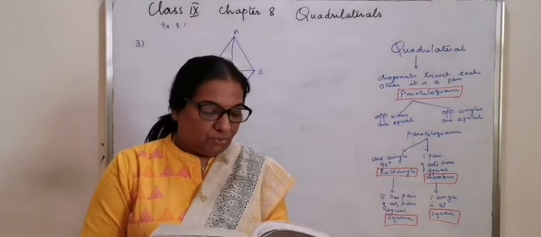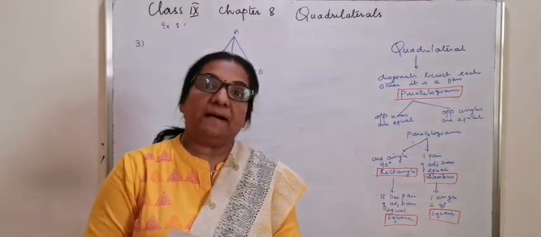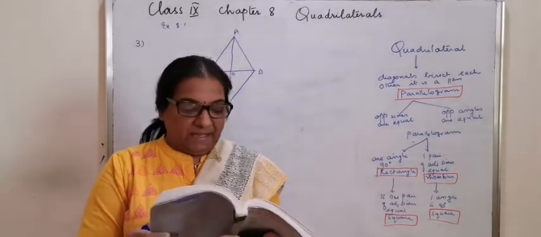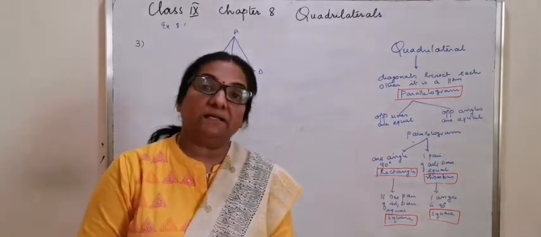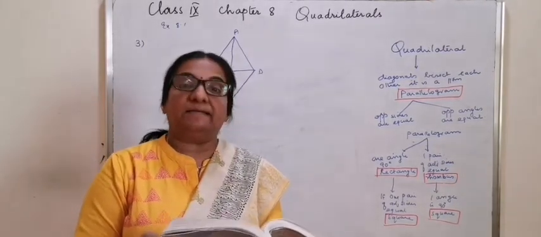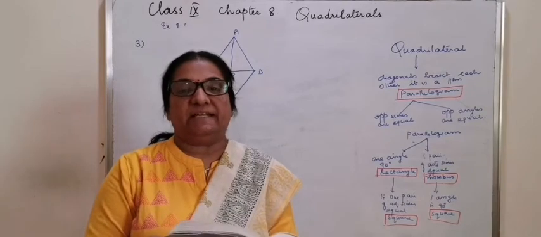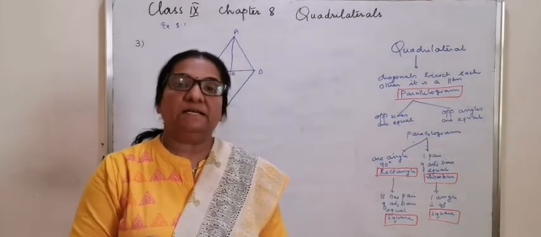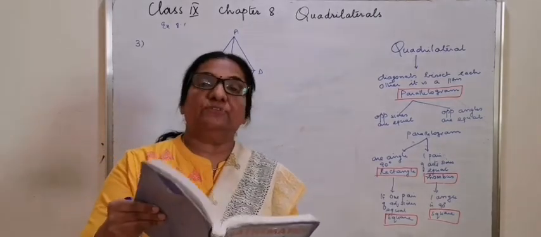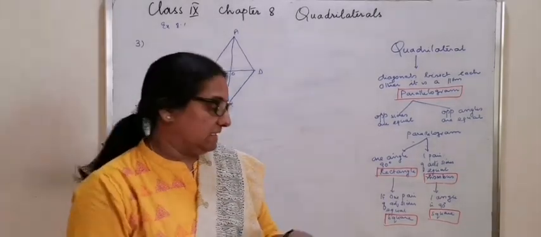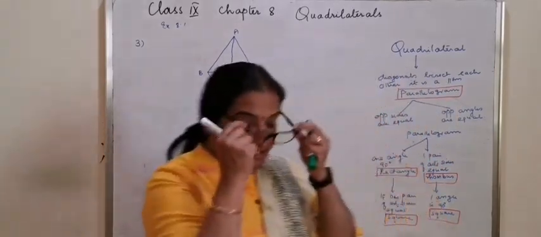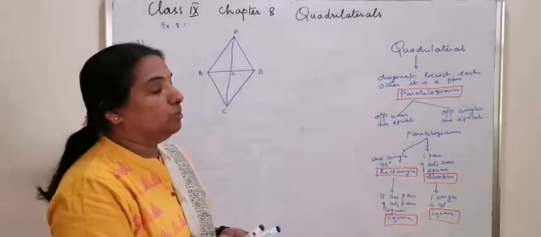Question 3. Show that if the diagonals of a quadrilateral bisect each other at right angles, it is a rhombus. Once again, if the diagonals of a quadrilateral bisect each other at right angles, it is a rhombus. So underline the words: the diagonals of a quadrilateral bisect each other. From there, we can get the first condition that it is a parallelogram.